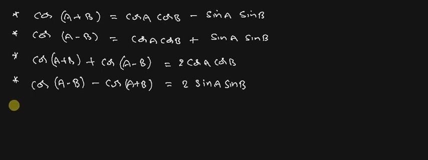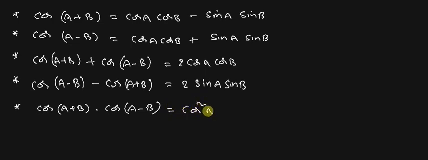Next, what is the product of these quantities? Cos of a plus b into cos of a minus b is equal to cos square a minus sin square b. Clear? Right. Copy these results first. Next, and now these are the most important things to learn in transformations.